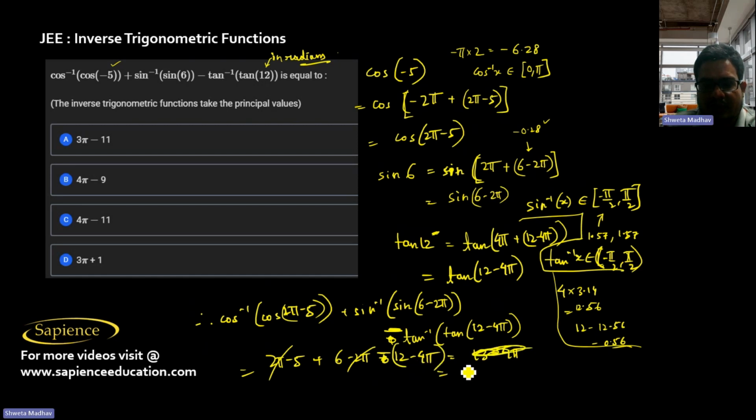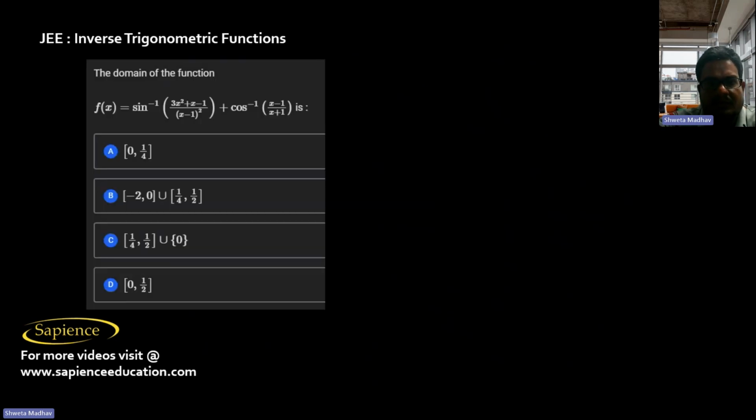So this will be 6 minus 5, that is 1. 1 minus 12 plus 4 pi. So this is actually 4 pi minus 11. So 4 pi minus 11. So option C is the correct answer. Here actually minus was there. Okay. So then here we are told to find out the domain of this function.